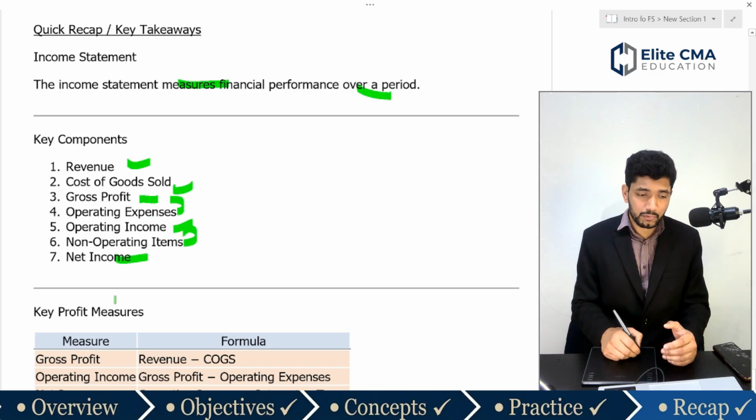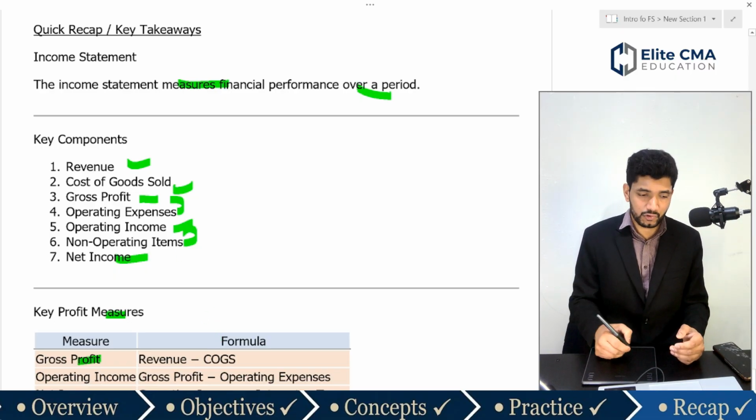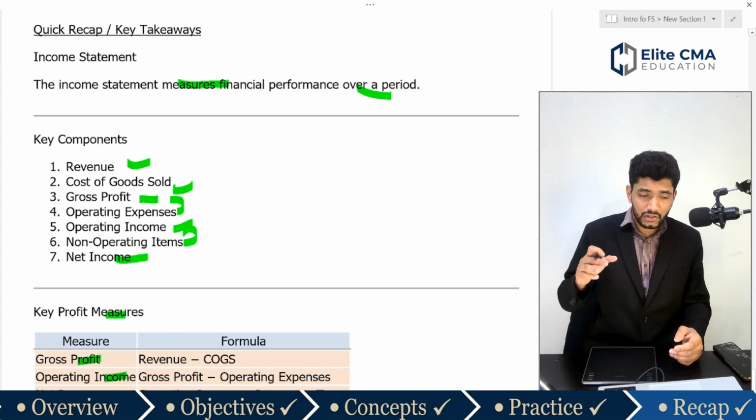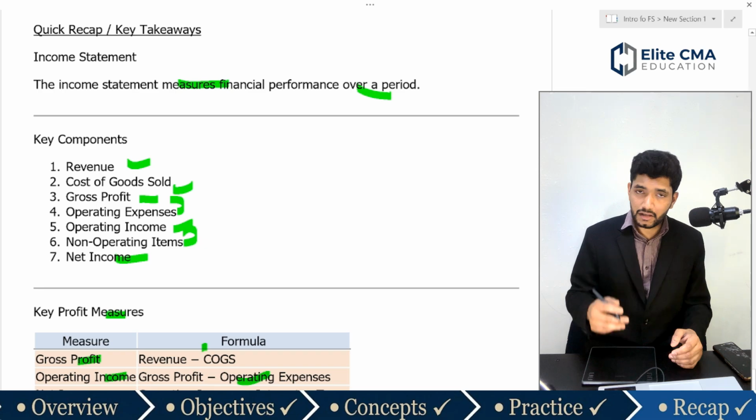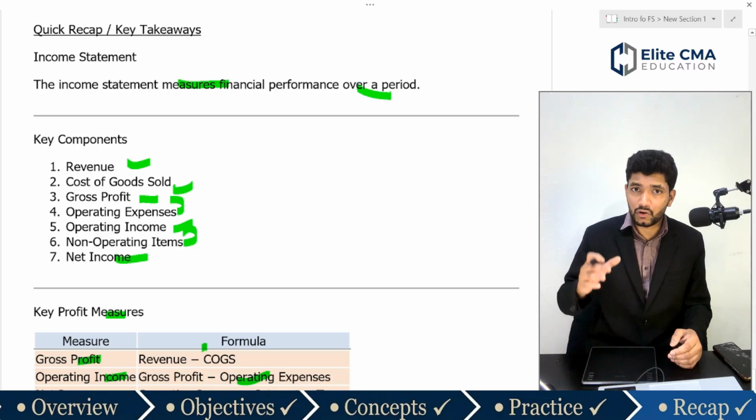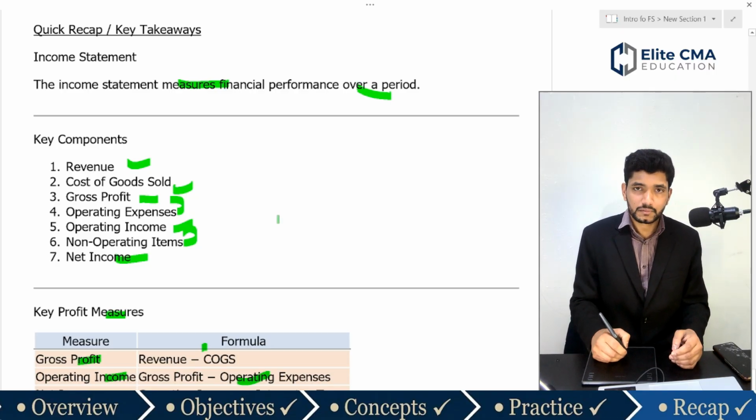So the key profit measures are these. The gross profit formula is revenue minus cost of goods sold. The operating income formula is gross profit minus all operating expenses. The net income formula is operating income minus all other non-operating items like interest, taxes, or gains or losses on sale of fixed assets. All these are reflected at the net income level.